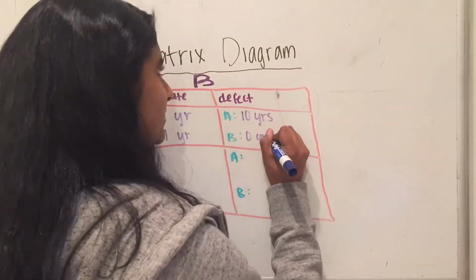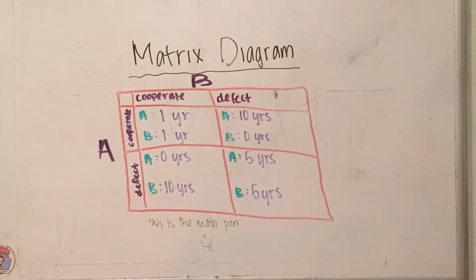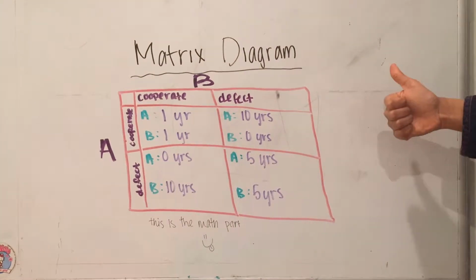This theory can be represented in a matrix diagram by A and B respectively representing each convict, and defect and cooperate representing pleading innocent or guilty respectively.